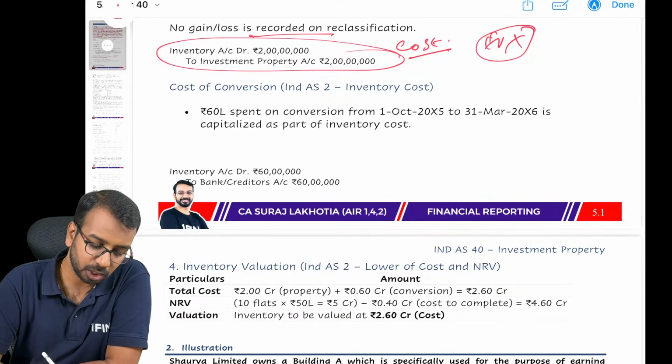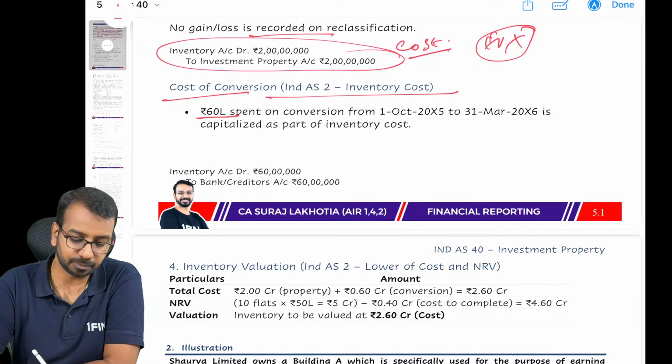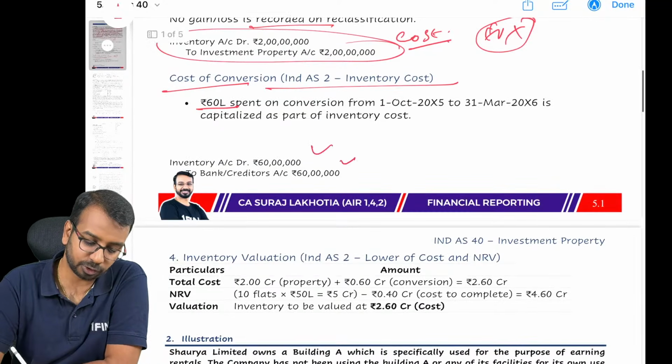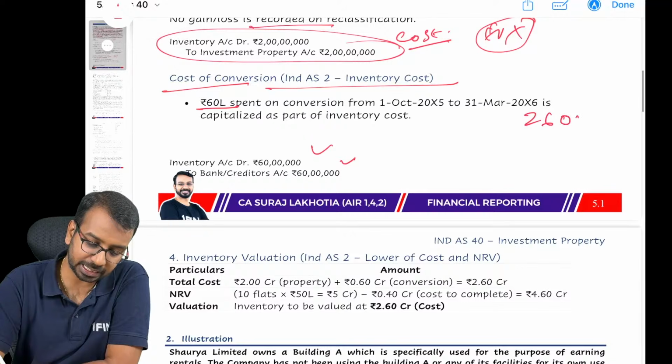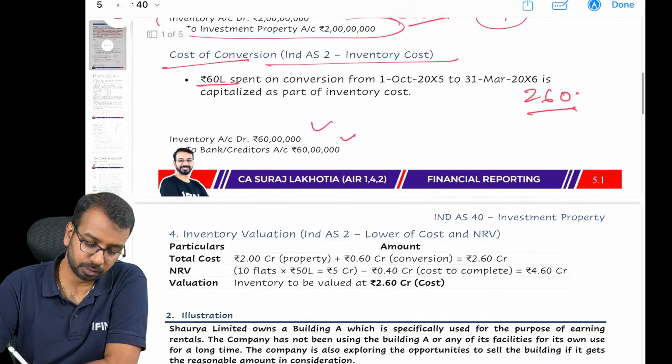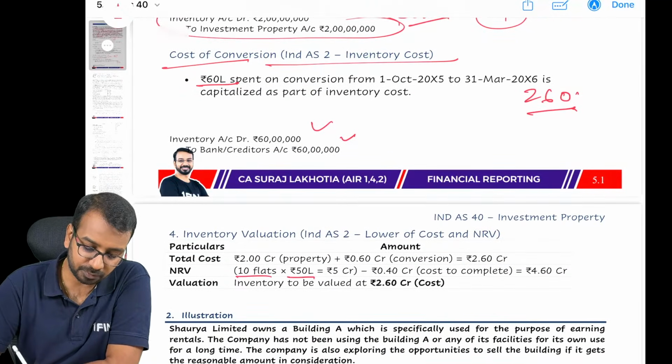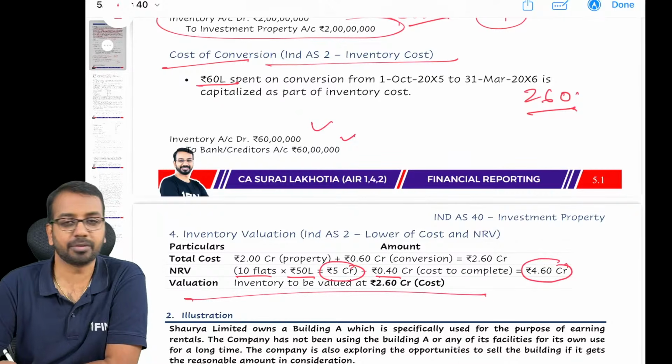Okay. Then cost of conversion 60 lakhs has been incurred. So that becomes my value of inventory. So inventory to bank. So 2 crores 60 lakhs is the cost. NRV: 10 flats into 50 lakhs is 5 crores minus 0.4, 4.6 crores. So inventory will be valued at cost only.